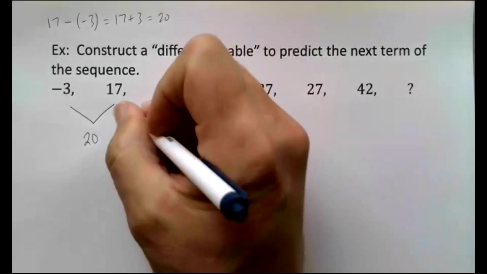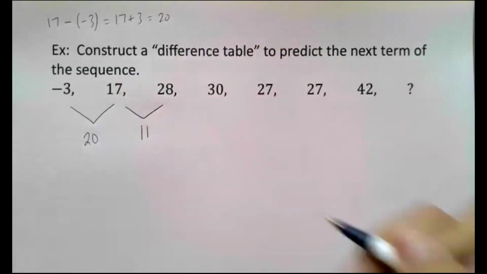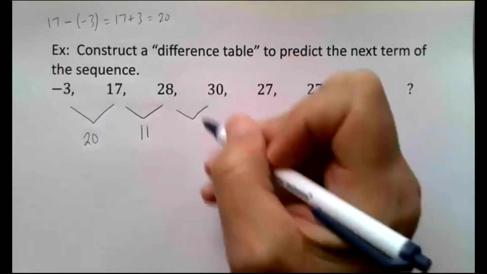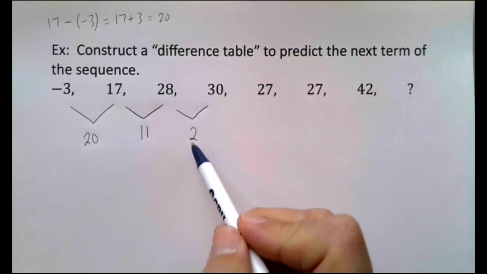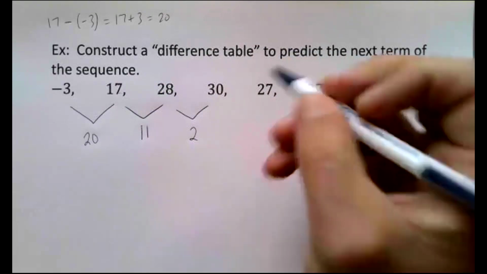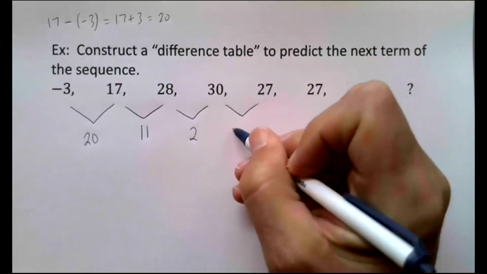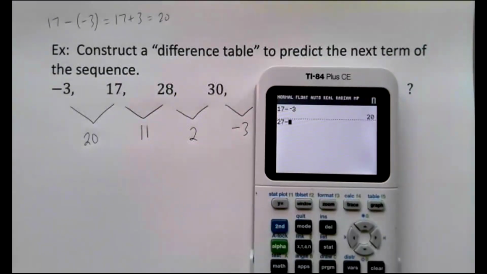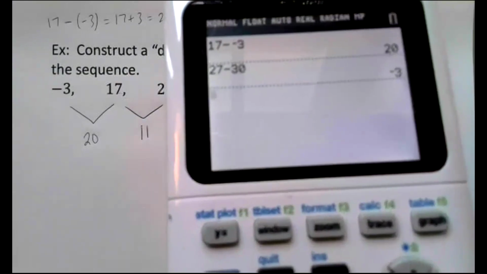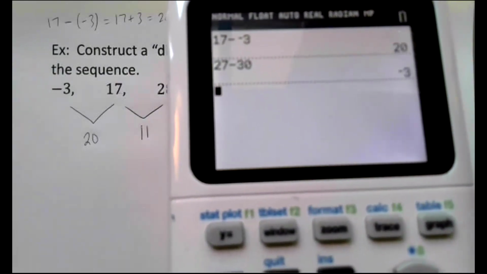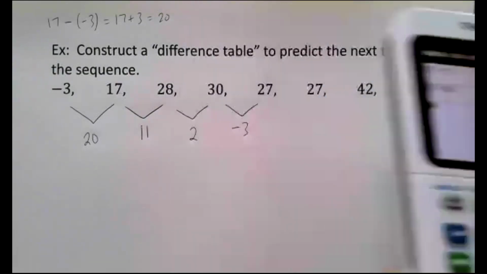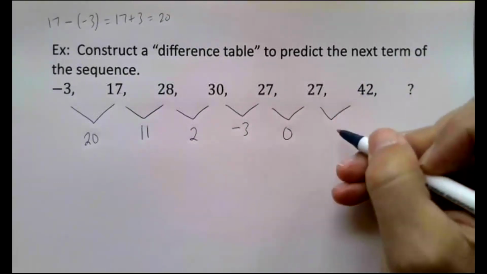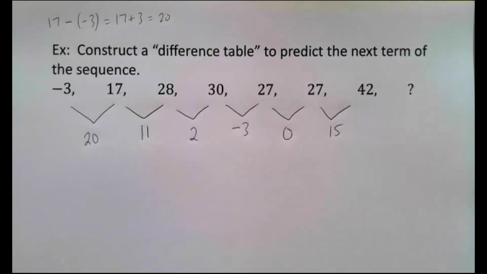What's 28 minus 17? That's 11. What's 30 minus 28? 30 minus 28 is 2. 27 minus 30. That's actually a negative number, right? Because we're subtracting something that's bigger than what we started with. 27 minus 30, -3. 27 minus 27, of course, is 0, and 42 minus 27 is 15.